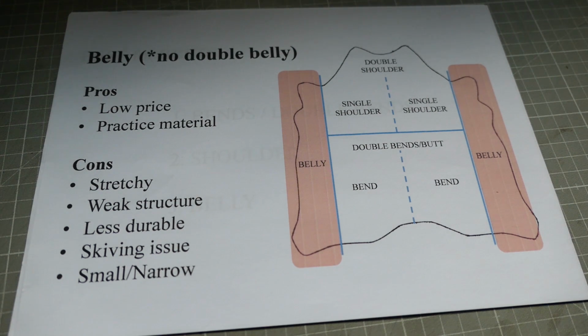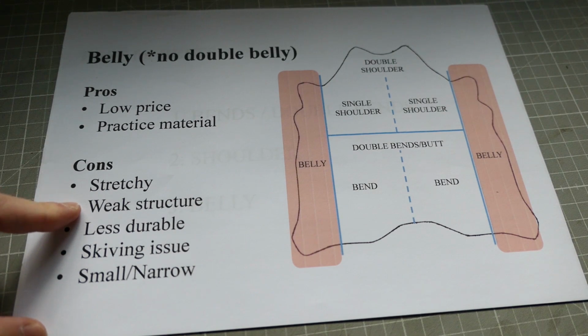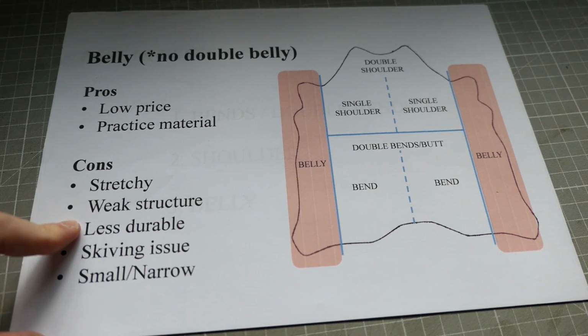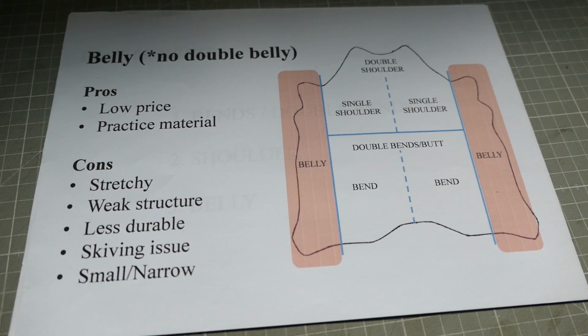Again, if you're making it into a product, belly stretches really well because it's loose. So it's the worst choice if you use it for belts. Of course, it has a weak structure, and like I said, it's less durable. And I'm going to talk about the skiving issue. I'm going to talk about skiving in a whole separate video.